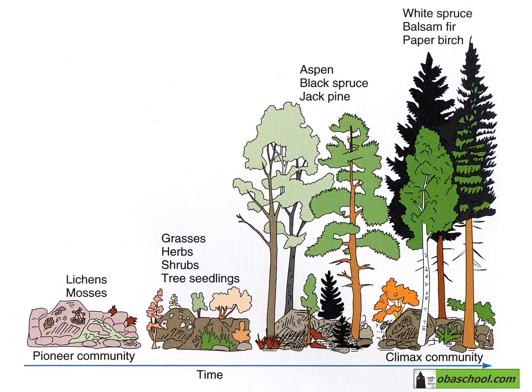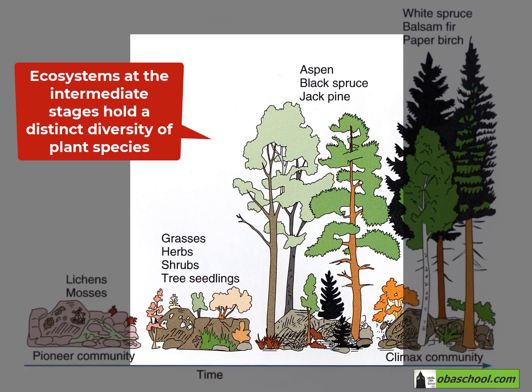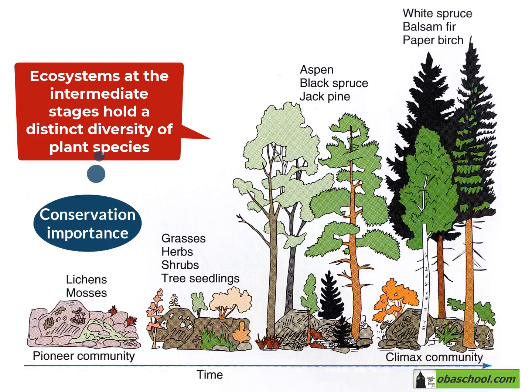This is because ecosystems at the intermediate stages of succession, where small plants, grasses, ferns, or shrubs are present, will hold a distinct diversity of plant species, some of which may be of conservation importance, that would no longer exist if the climax community was reached.